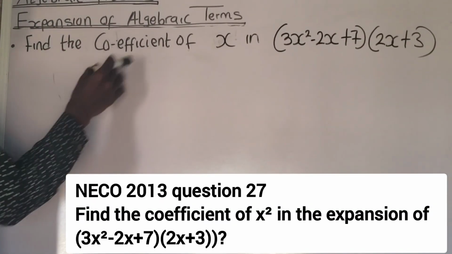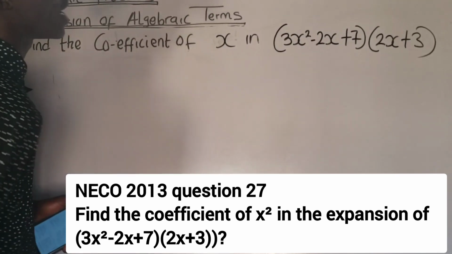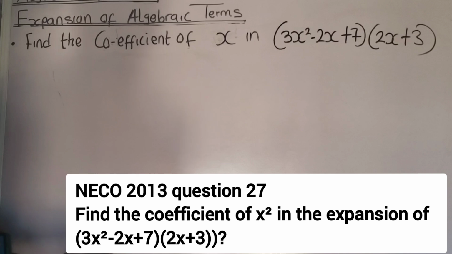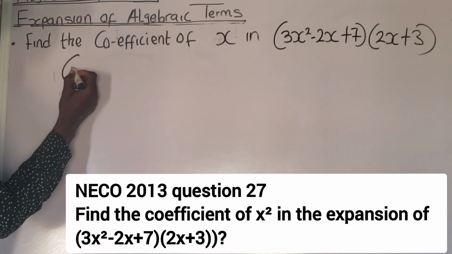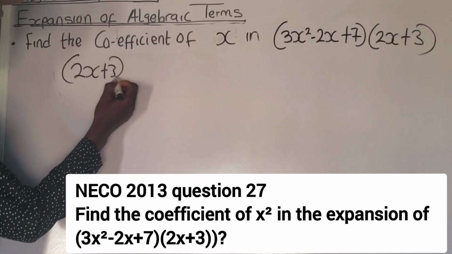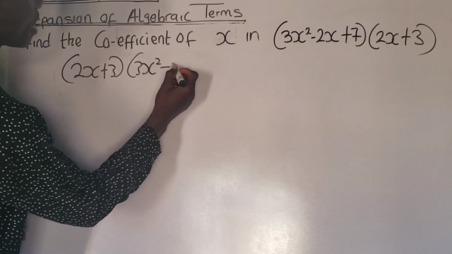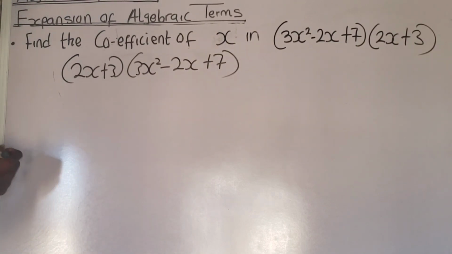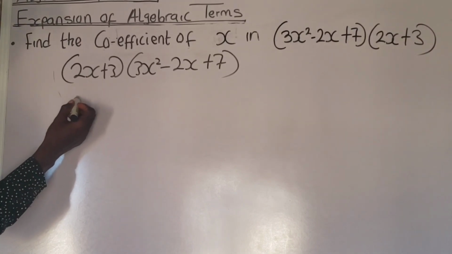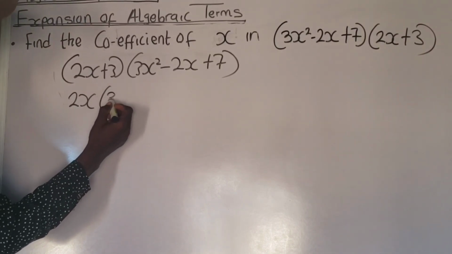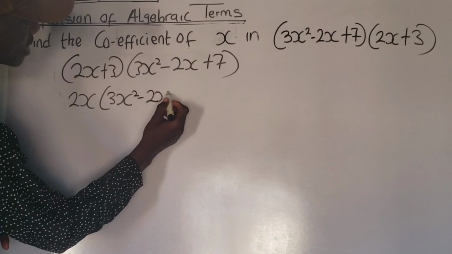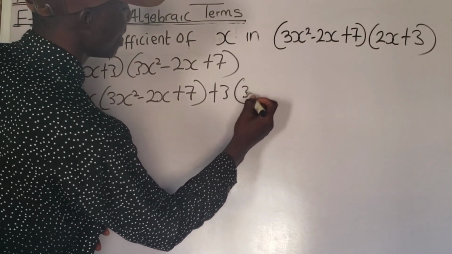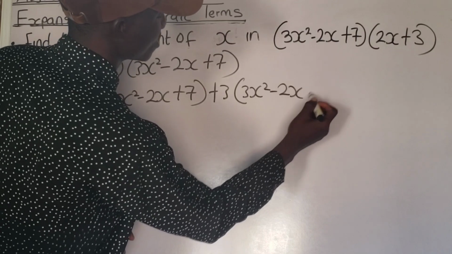We are asked to find the coefficient of x in 3x squared minus 2x plus 7 multiplied by 2x plus 3. Okay, we are going to have 2x plus 3 multiplied by 3x squared minus 2x plus 7. Let us take the product and expand the bracket. For this, I'm going to have 2x into bracket 3x squared minus 2x plus 7. Okay, then plus 3 into bracket 3x squared minus 2x plus 7.